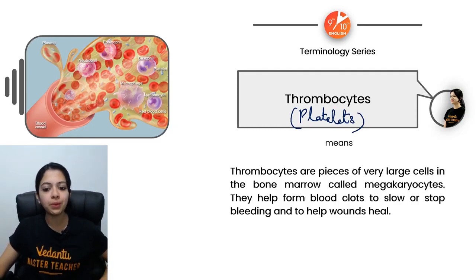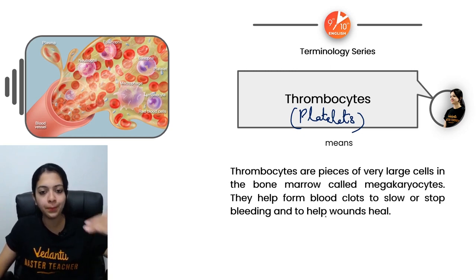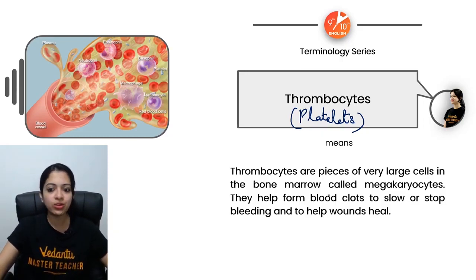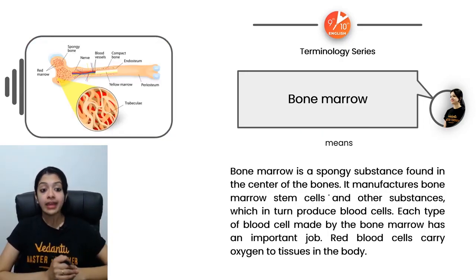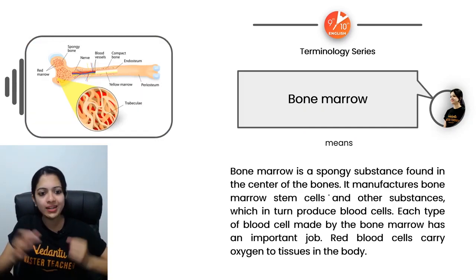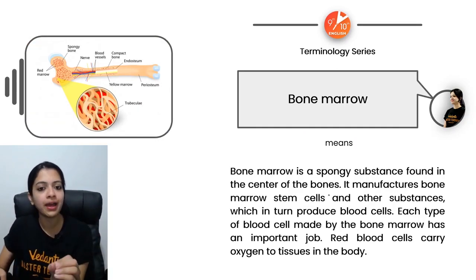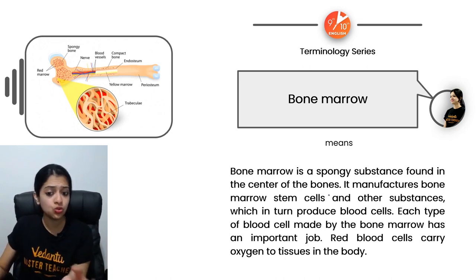Most important role would be to form blood clots, to help in stopping bleeding or helping in healing of wounds. Okay, so this is what the three major kinds of cells are. Now, bone marrow. What is this? This is a term that many people have a confusion with. Now, bone marrow, does it have something to do with the bones?